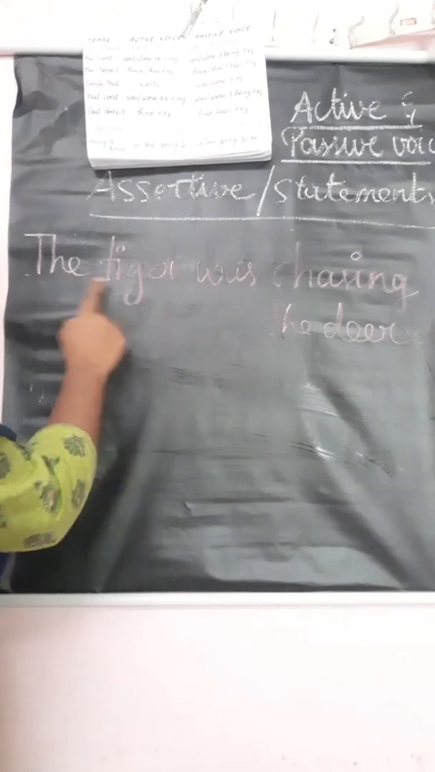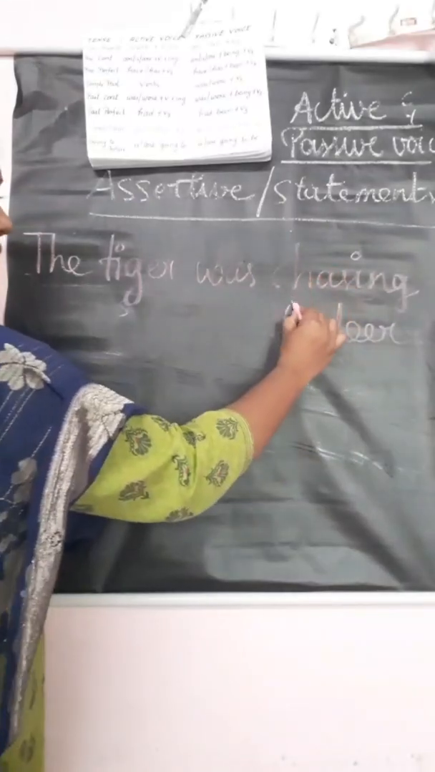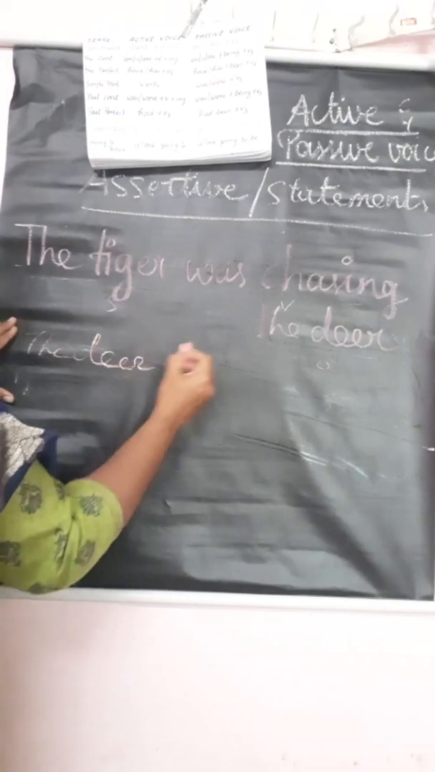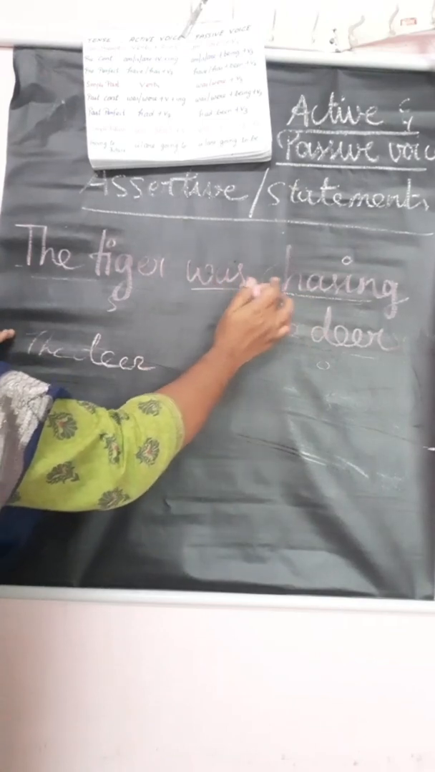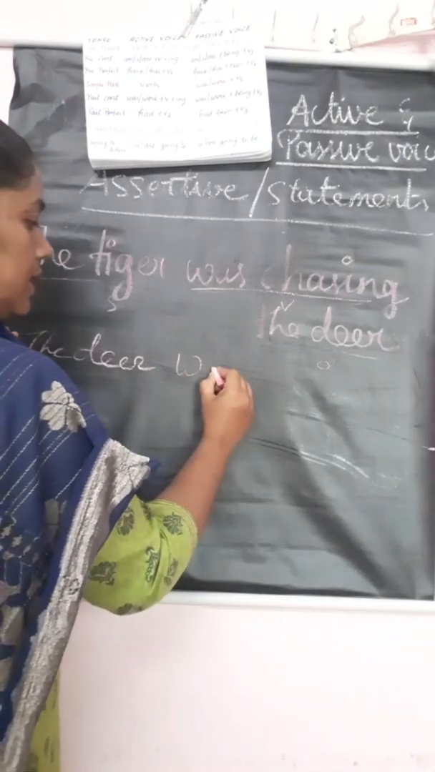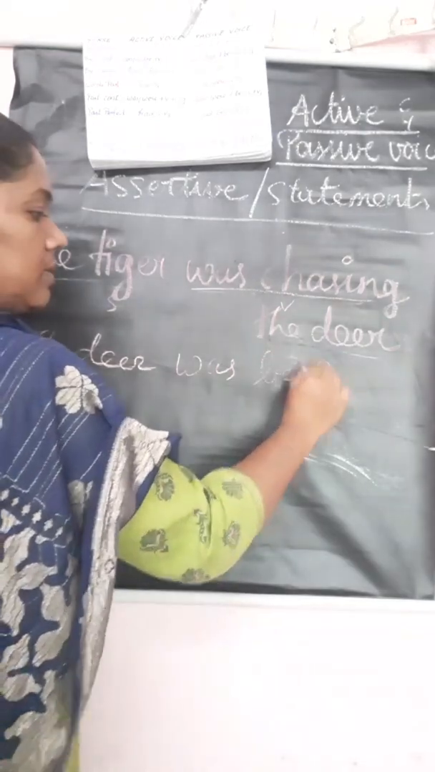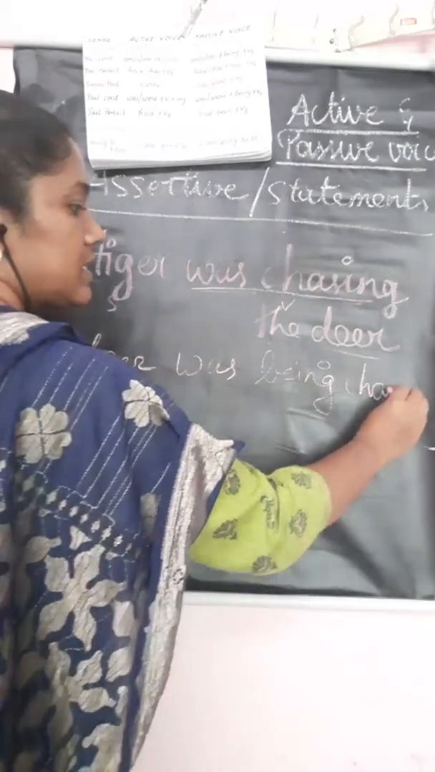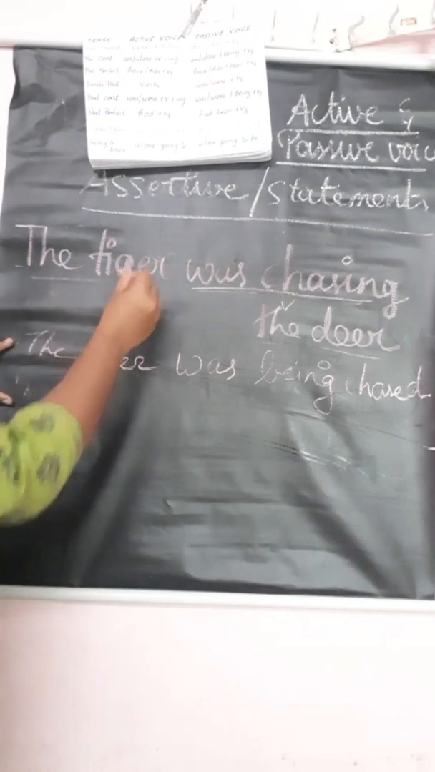Now the second example. The tiger was chasing the deer. Subject, verb: was chasing. What is the object here? The deer. So the deer. What is the verb here? Was chasing. Was chasing means it is in present continuous. We have to add being. So the deer was, deer is singular only. So the deer was being chased. Third form of chase, chased. Being chased by. What is the answer? The subject comes to the object place.